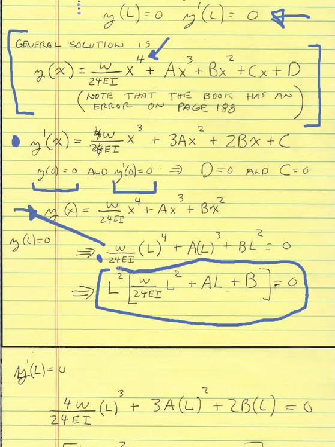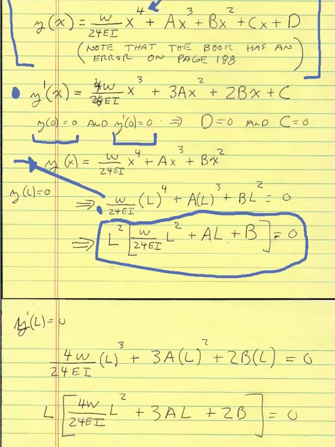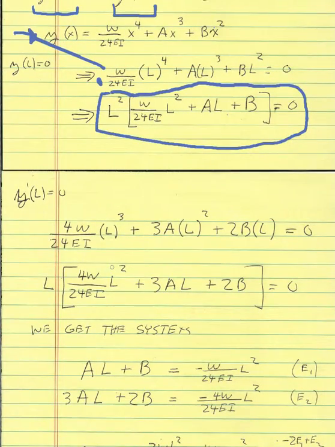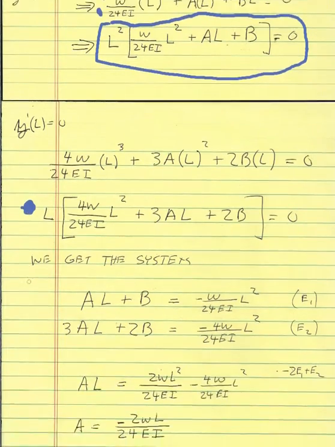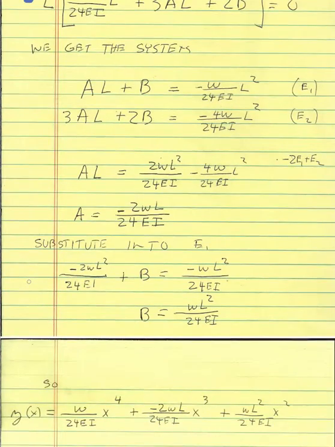Similarly, if we calculate y prime and evaluate that at L, we notice that we get this expression right here after factoring. So what happens then is we get the system of equations. To see here, we get A times L plus B is these two equations, which I'm calling E1 and E2.